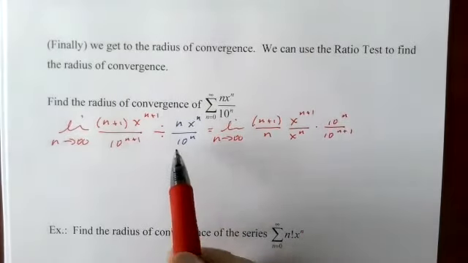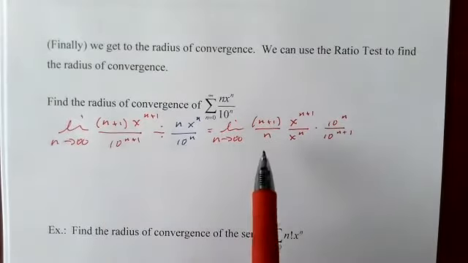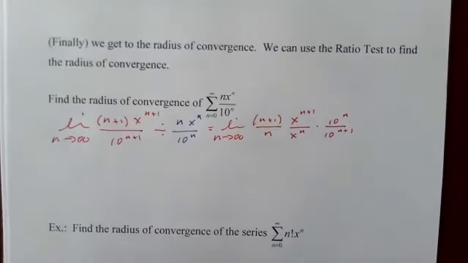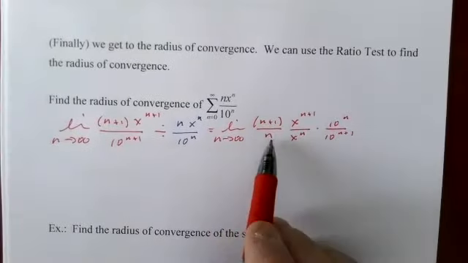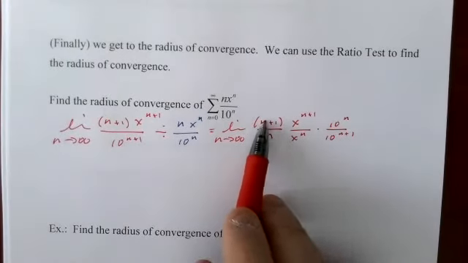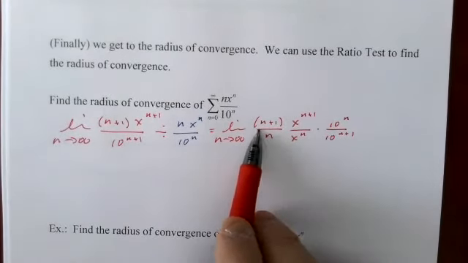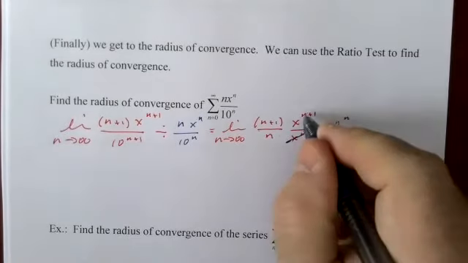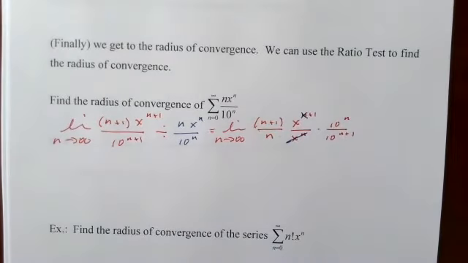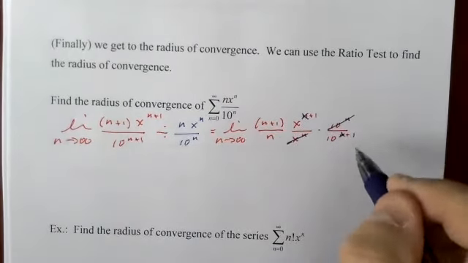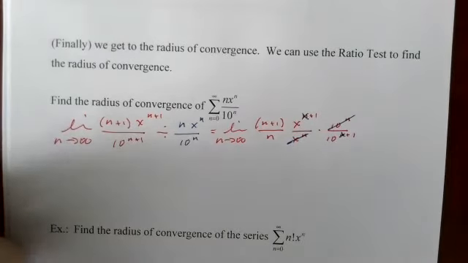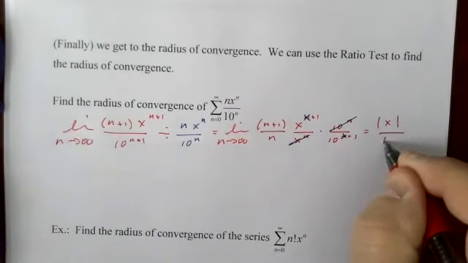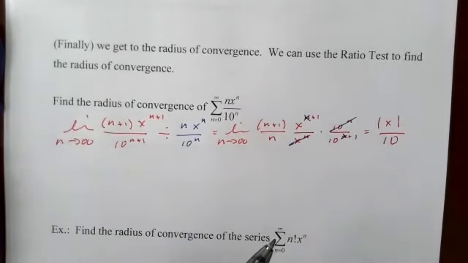Notice they flip differently. Here I've got n plus 1 over n, and here I've got 10 to the n over 10 to the n plus 1. All right, n goes to infinity. If I use L'Hopital's rule, infinity over infinity, derivative 1 over 1, this is 1. This, we do a little magic algebra, is just x. Same deal here, it's just 10. We get the absolute value of x over 10. I almost always forget my absolute value.